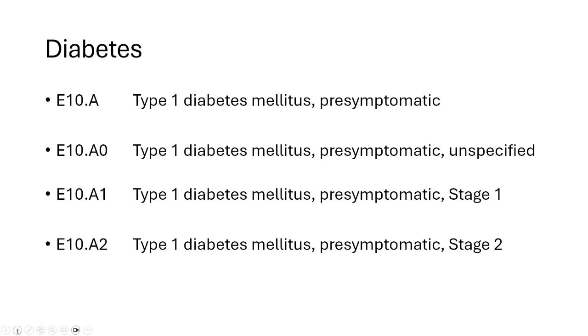So this is only affecting type 1. There are not codes that deal with any other type of diabetes other than type 1. So you're only going to find these changes in the E10 section. And you can see that it's pre-symptomatic. Is the patient pre-symptomatic and it's unspecified? Or are they pre-symptomatic stage 1 or stage 2?